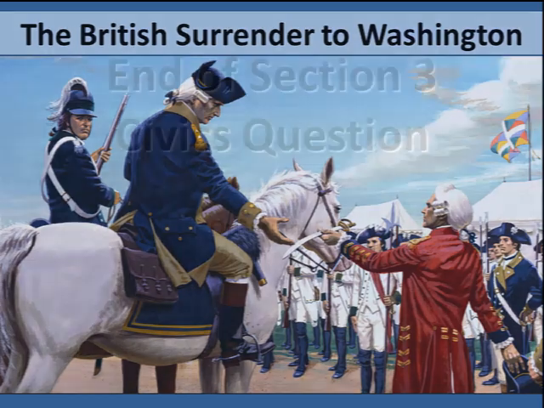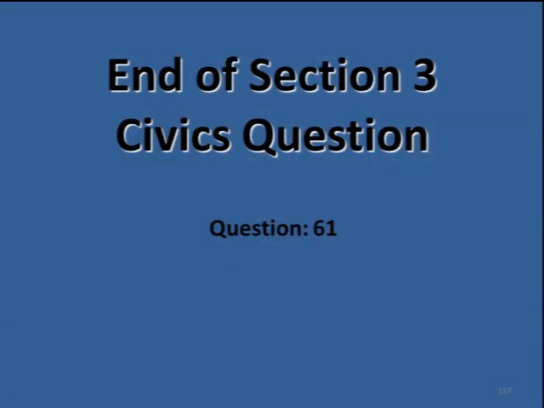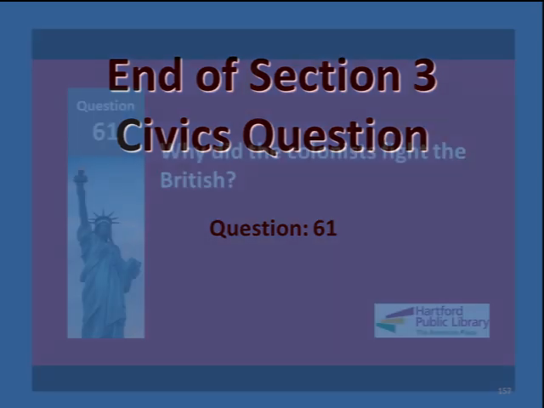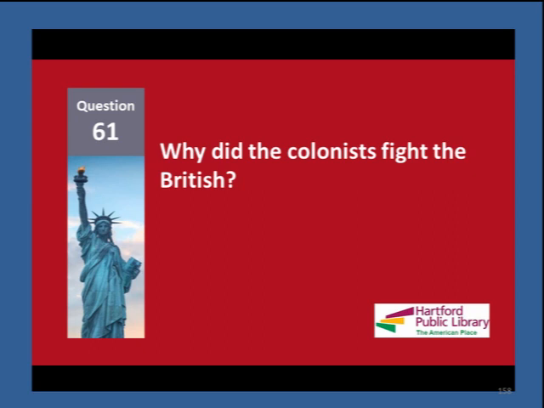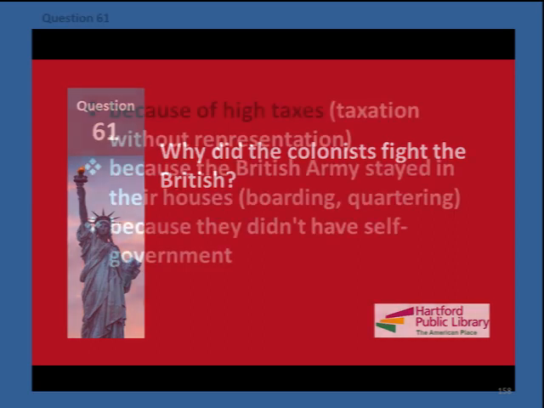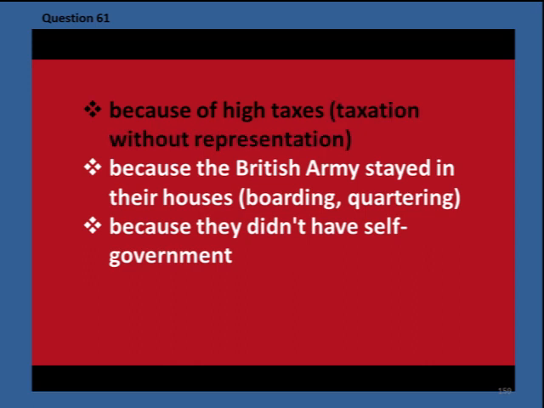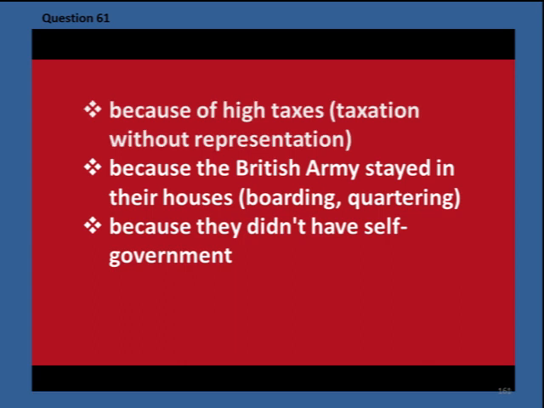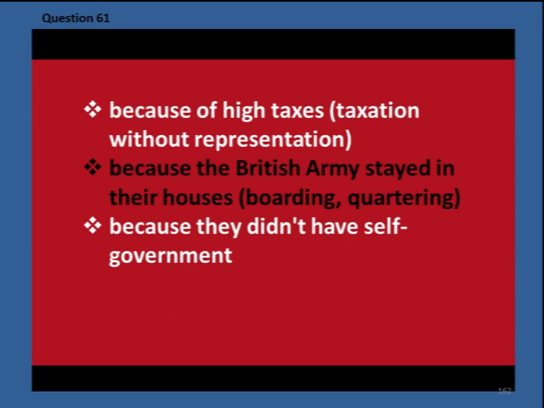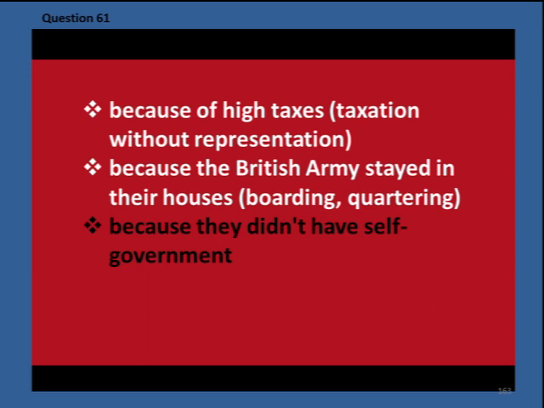This is the end of Section 3. We will now practice the related civics question. Question 61. Why did the colonists fight the British? Because of high taxes. The colonists fought the British because of high taxes, also called taxation without representation. 2 other reasons are the British Army stayed in their houses, called quartering, and because the colonists did not have self-government.